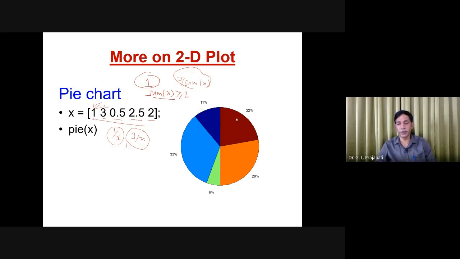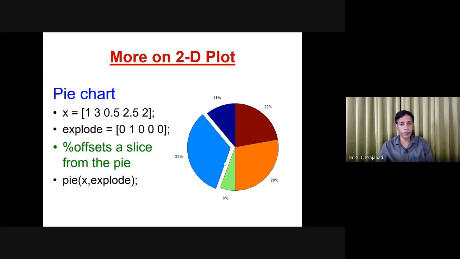Sometimes this gives you direct visualization of the percentage. Also you can write labels instead of percentages. You can also write labels here, what you mean by this, what you mean by this, what you mean by this. Like you can see here, x is the same vector you have.